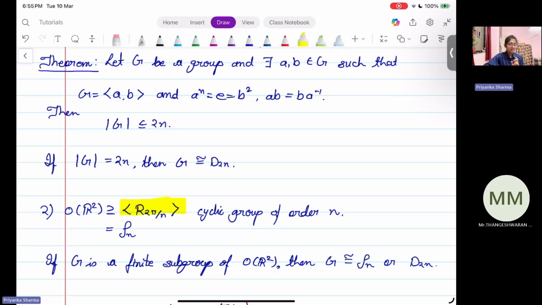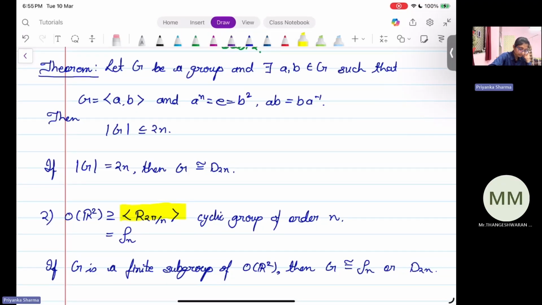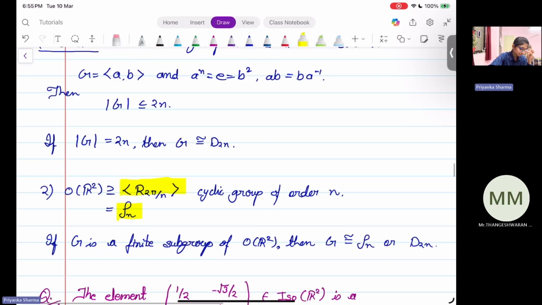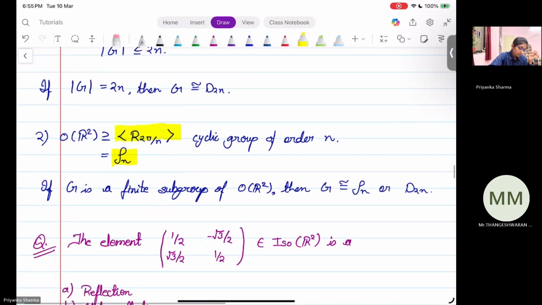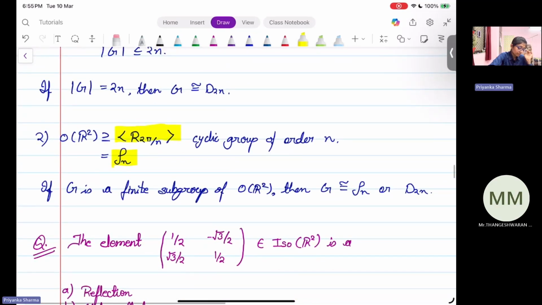Which is the cyclic group of order n generated by R_{2π/n}. Here, R_{2π/n} represents a rotation whose order is n. Or we can equivalently represent it by this notation. So this is an important result.